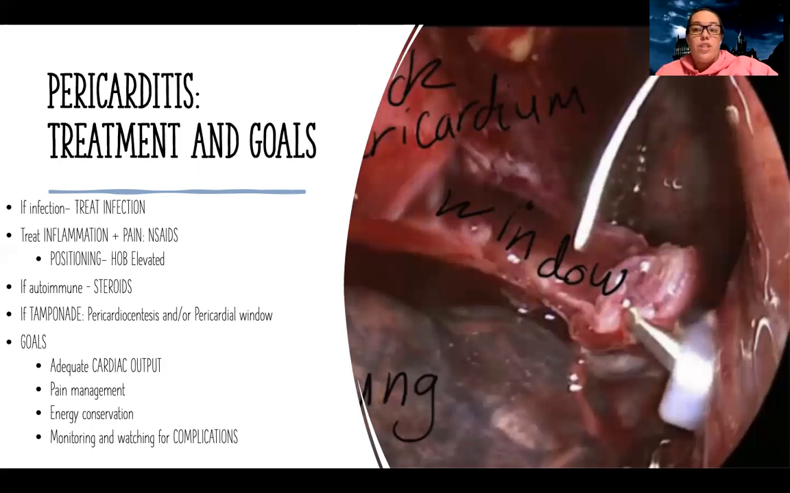Energy conservation is also going to be important to these patients. They are not going to feel like running any marathons, but we want to teach them about balancing rest and activity in order to improve their quality of life. And then I'm also going to monitor and just generally watch them for any complications, things getting worse. Tamponade is one of the worst things that can happen in these patients. So really looking for that Beck's triad: the hypotension, JVD, and muffled heart sounds.